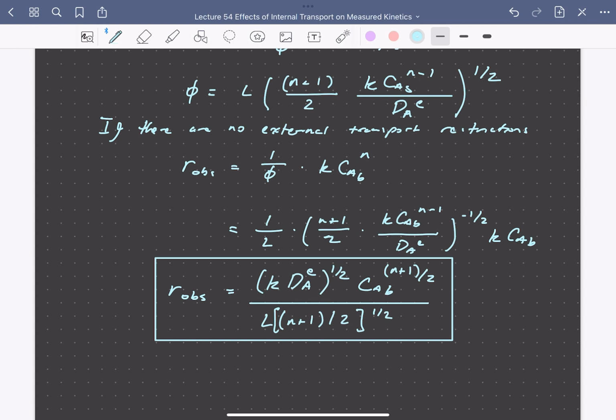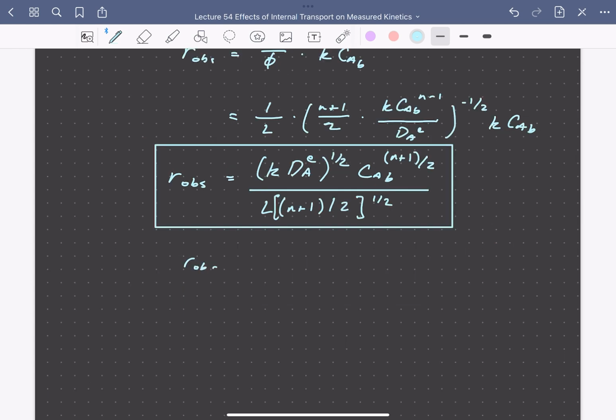Similarly, we can see that the temperature dependence of the rate is modified compared to a system without internal transport constraints. Since k has an exponential dependence on temperature, it will dominate the observed temperature dependence. So here, since the observed rate is proportional to the reaction rate constant to the 1/2, and the reaction rate constant follows an Arrhenius type relationship, we'll measure an activation energy that's 1/2 of the true activation energy.